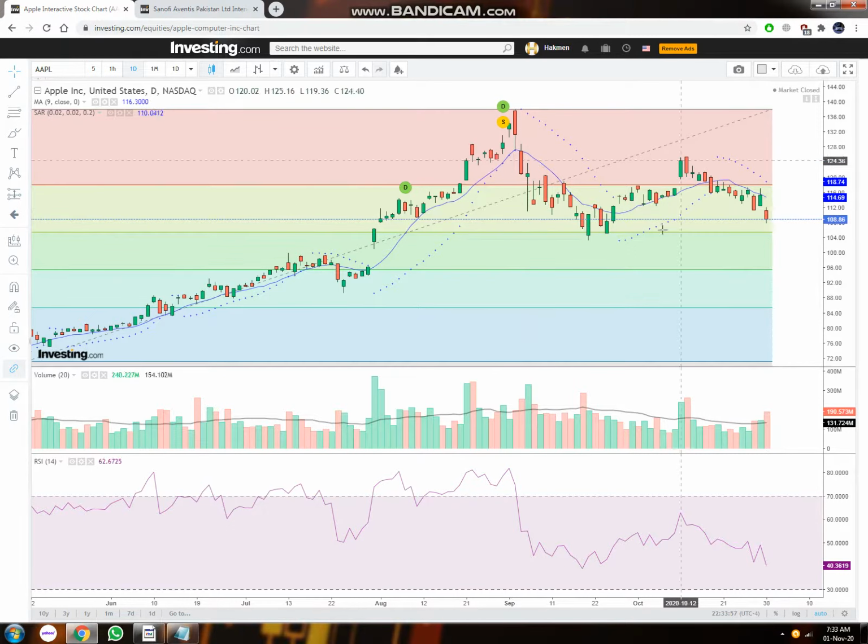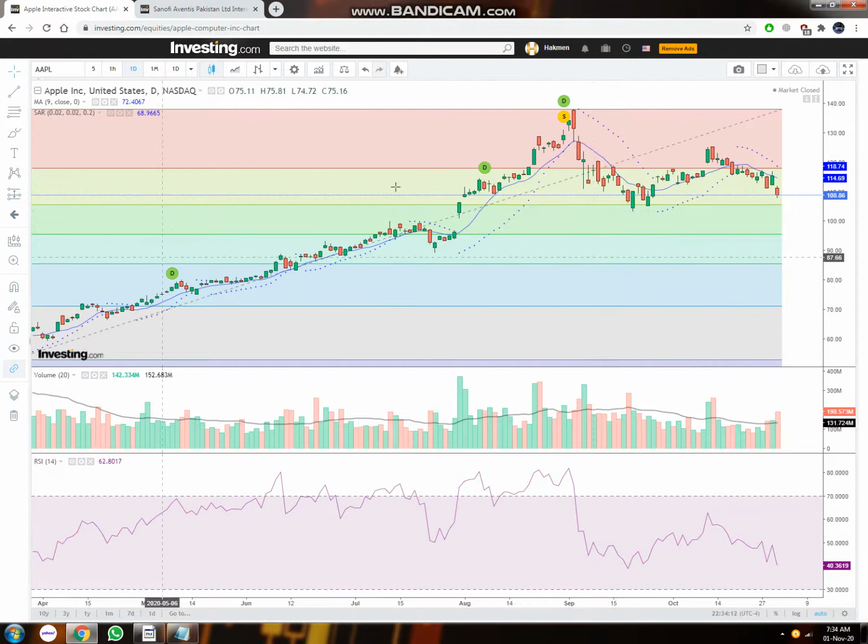So in these types of market, if you want to trade, you can buy here and sell at this level here. You can see that this is the overbought area in this level. So you have to close your position here and again place your short order here. It is quite easy if you understand the technical analysis.